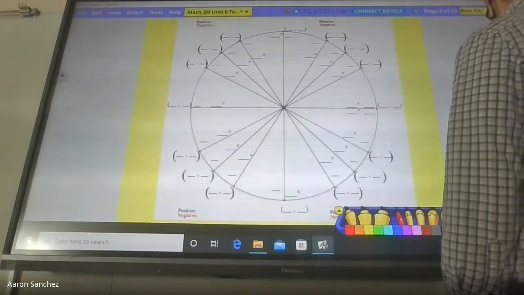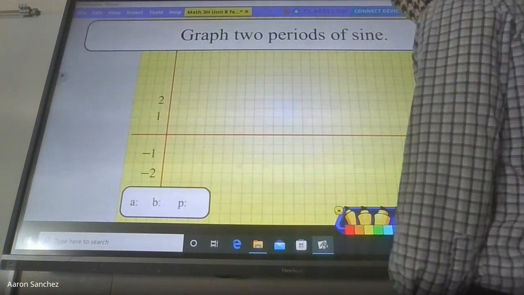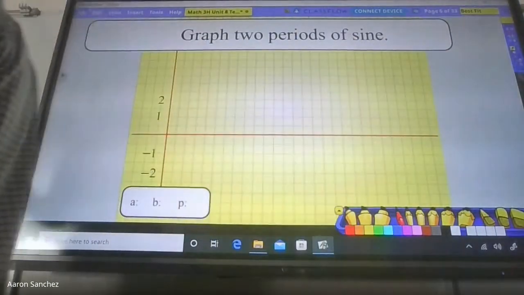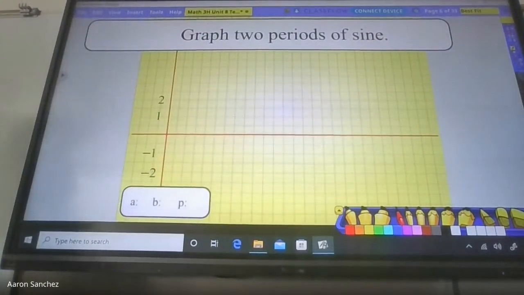There it is. Anyway, I should have done it in the big one. Okay. Graph 2 periods of sine. So guess what? This is on the test. I can't change this anyway. I know that. Graph 2 periods of sine, graph 2 periods of cosine.